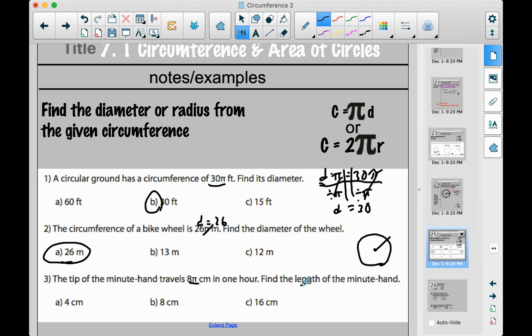It wants me to find the length of the minute hand. So the length of the minute hand here, if the minute hand goes from the center to the edge, is the radius. Okay? So it gives me the circumference is 8 pi, and it asks me the radius. Okay, so I can work backwards for this one. If the circumference is 8 pi, that tells me that the diameter all the way across is 8. Right? Because diameter times pi gives me the circumference. And with the diameter being 8, now I can figure out the radius, because the radius is half of the diameter. Half of 8 is 4. So 4 centimeters would be the length of the minute hand in that case.